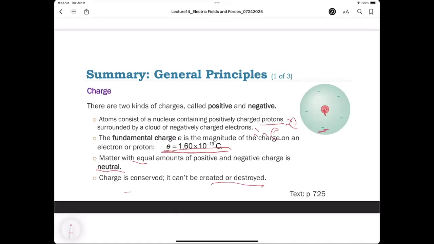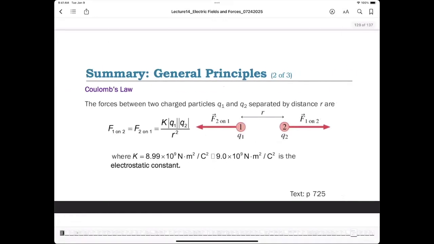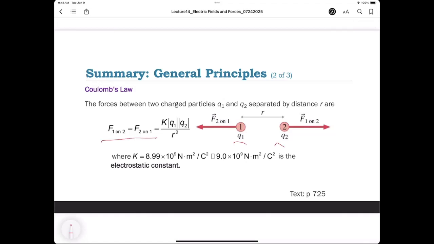Okay. And next, we talk about Coulomb's law. It's very important. Using this law, we can calculate the electrical force between two different charges. The force between two charged particles Q1 and Q2 separated by a distance r is given by this equation. Here k is a constant. We call it the electrostatic constant. It is this one or this one. You can use either of these two.